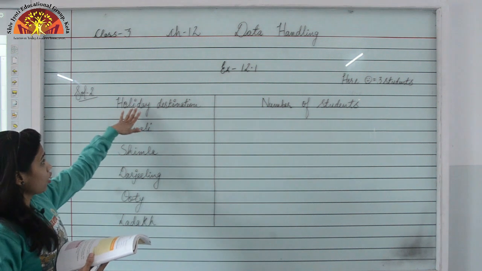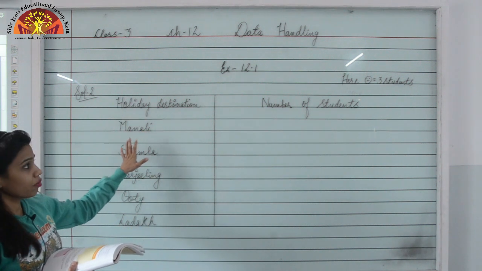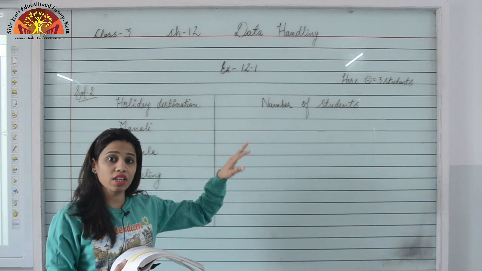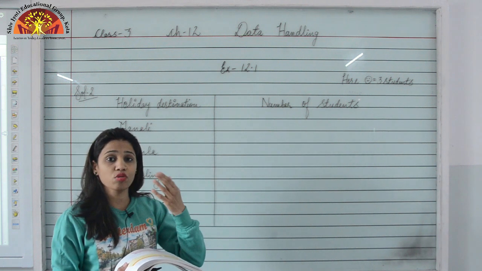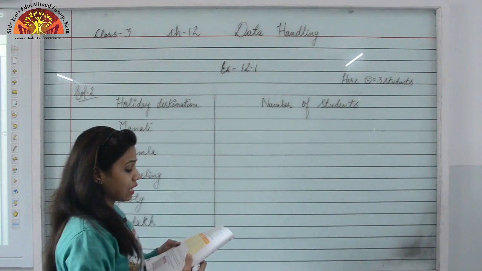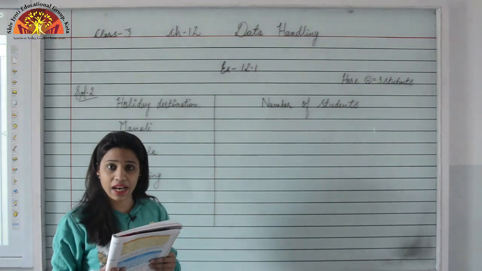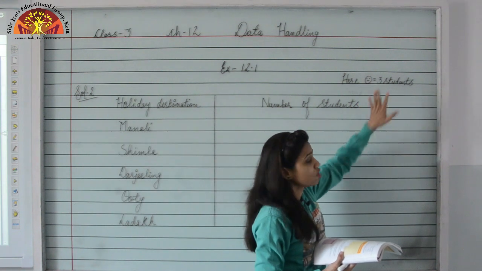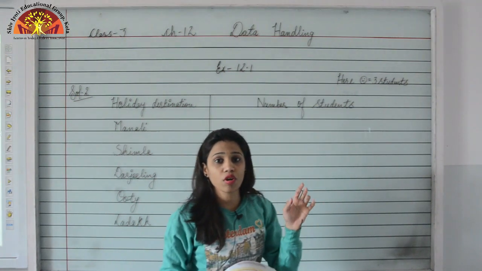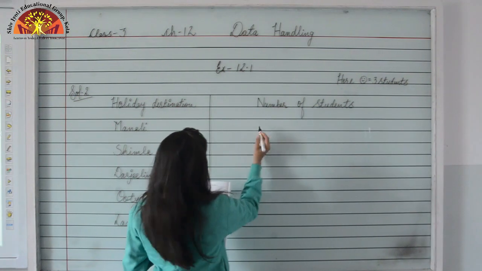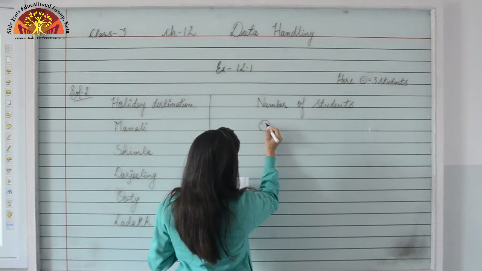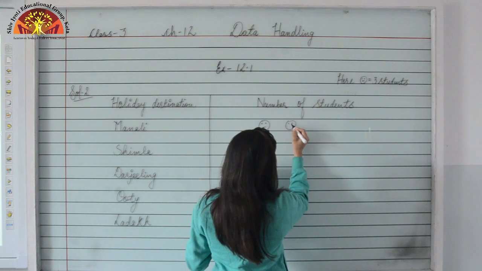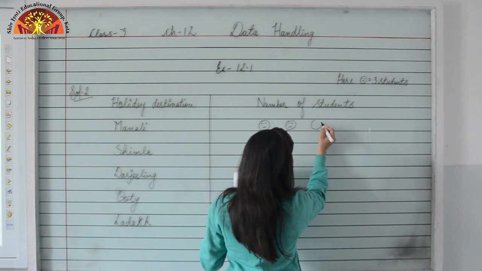So here holiday destination is given in this column. Now number of students. Now we are going to represent the number of students using the pictograph. That is, we are going to draw pictures. Now Manali, how many students like Manali? 9 students like Manali. Now here this symbol represents 3 students. That means I am going to draw 3 pictures. 1, 2 and 3.